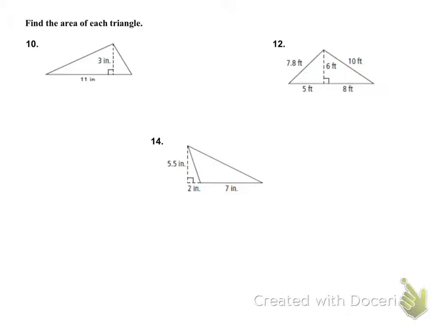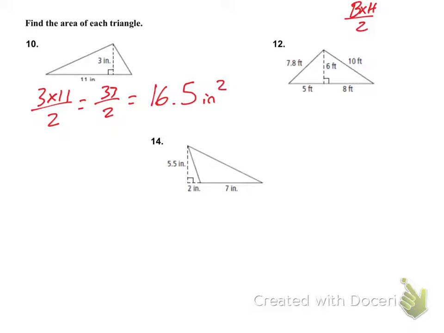All right, going on to 10. So area of a triangle is going to be base times height divided by 2. And this one's pretty simple, pretty self-explanatory. It's going to be 3 times 11 divided by 2, so it'll be 33 over 2, which is then going to be 16.5, and then we have inches squared.